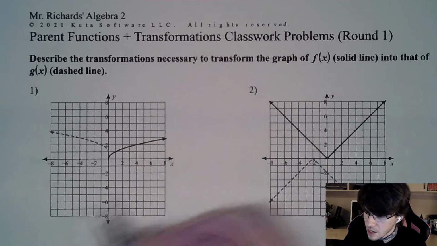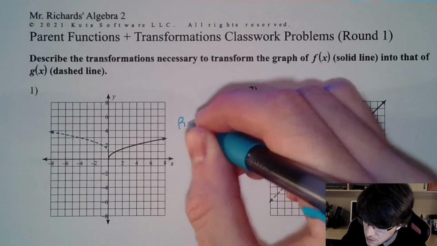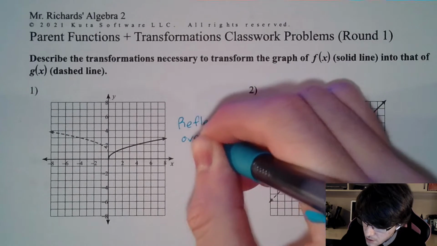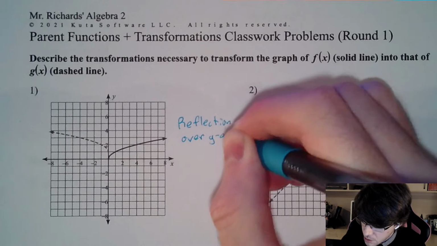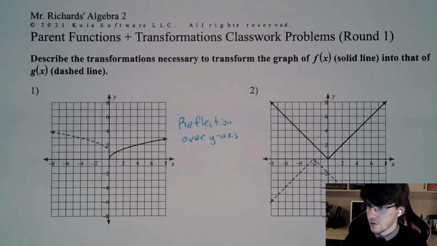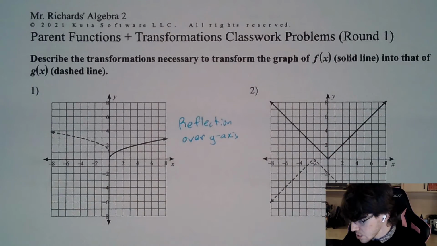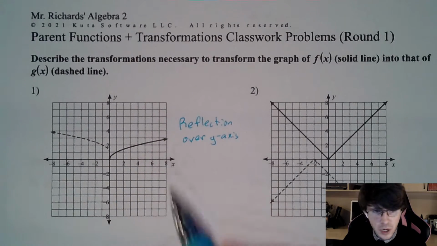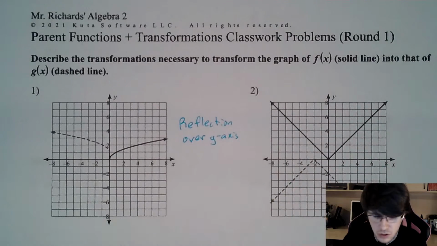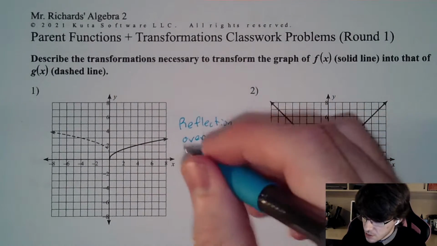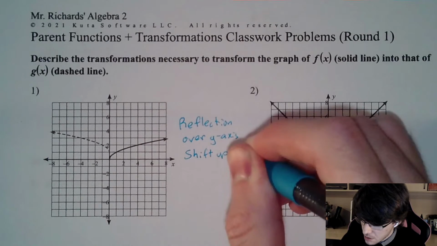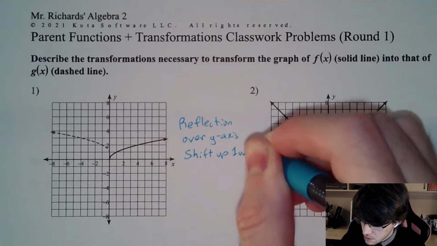When you flip like that, it is called a reflection over the y-axis, also called a horizontal or a left and right reflection. So it's a reflection over the y-axis. In addition, we are moved up 1 unit. Oftentimes, you can use the word translate or shift. I'm going to use the word shift because it's shorter. So shift up 1 unit.